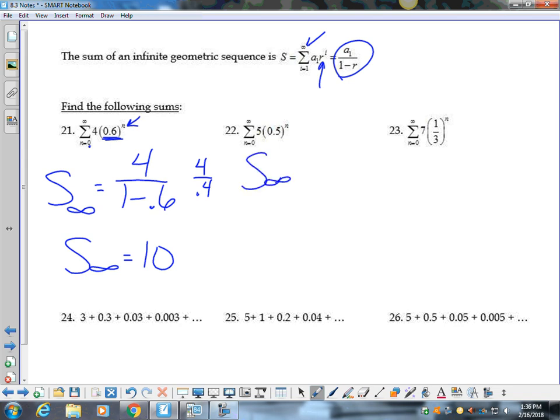This, I'm finding an infinite sum. Plug a 0 in there. That's going to make this a 1. So my first term's a 5. My r is a 0.5. So this is 5 over 0.5. So again, the sum's a 10. It's not always a 10.